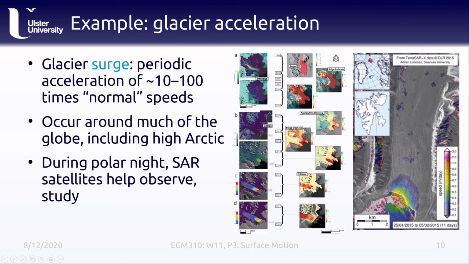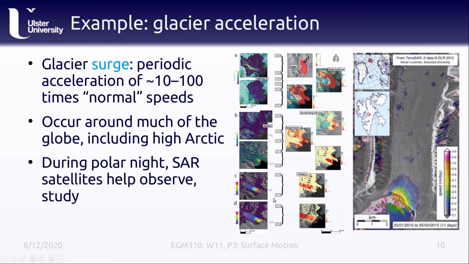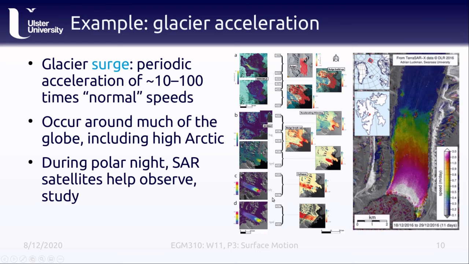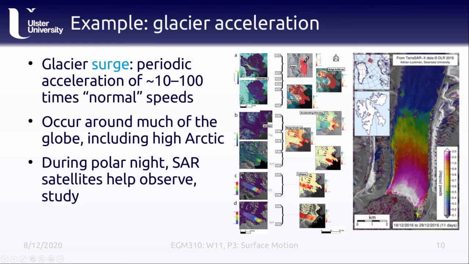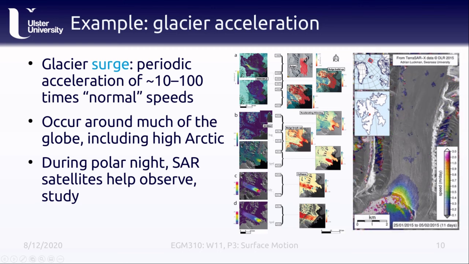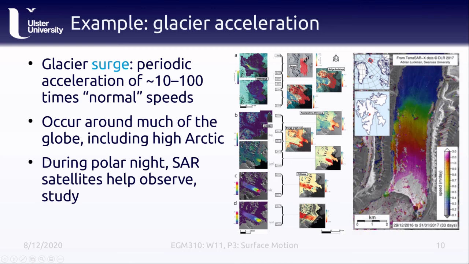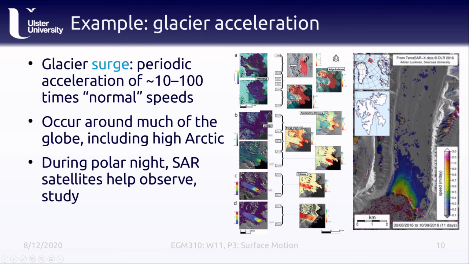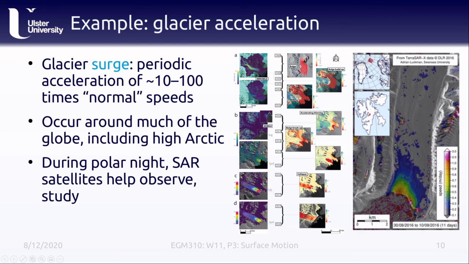Another example from Svalbard, this figure shows the development of a surge on Negribreen, which began early in 2016. During the polar night, we can't use optical images due to the lack of sunlight. This is also true in times of heavy cloud cover. SAR satellites and offset tracking provide a way to continue to study and observe glacier surges even when we can't see them with optical sensors.